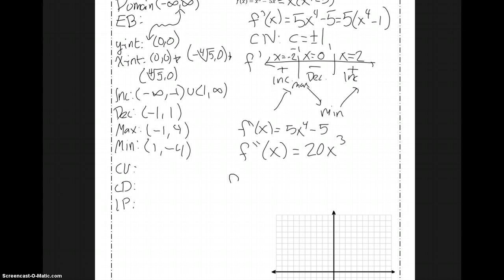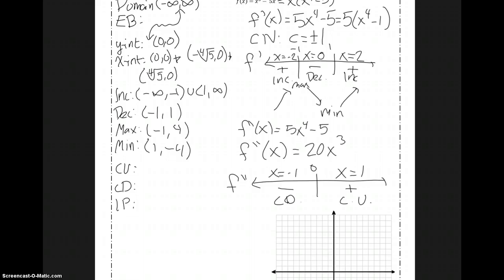So what is my fence post on my second derivative test? Just 0. That's the only place this is 0, and it's defined everywhere else. Alright, let's try -1. And we need to plug this into the second derivative. So if I do that, I get a negative, which means it's concave down. And then let's try x equals positive 1. And if I plug that into the second derivative, I get a positive, which means it's concave up.